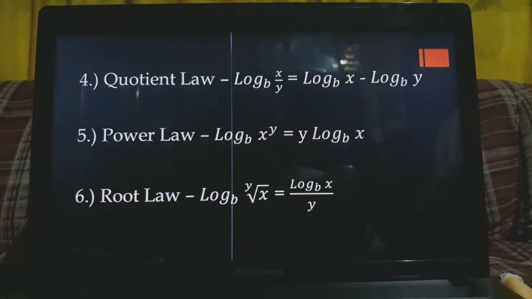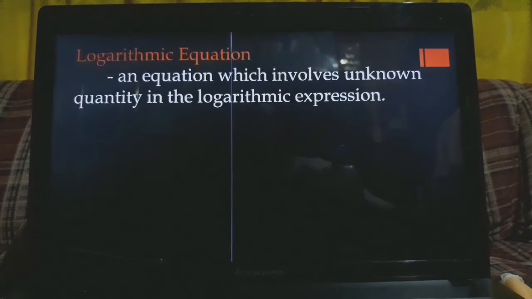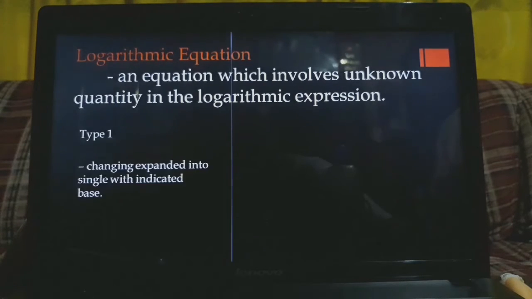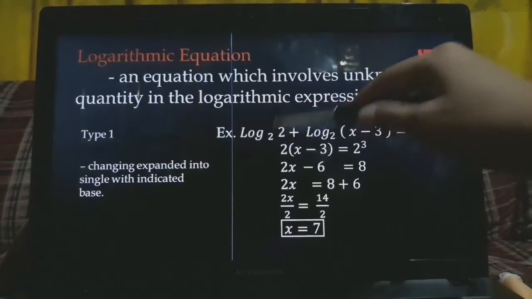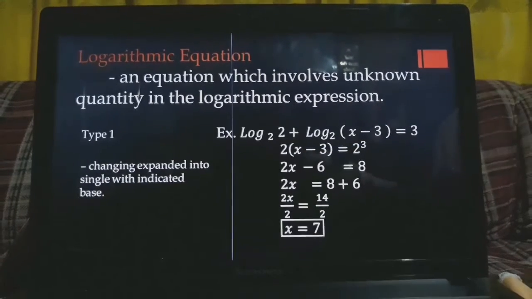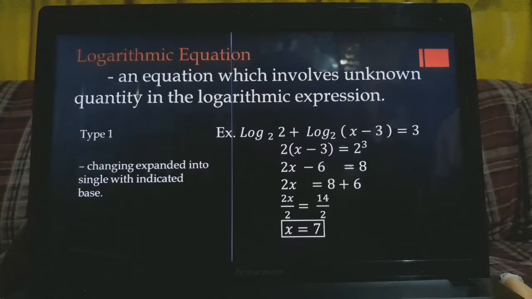So now let's move on to the logarithmic equation. Logarithmic equation is an equation which involves an unknown quantity in the logarithmic expression. Type 1. Changing expanded into single with indicated base. Example, logarithm of 2 to the base of 2 plus logarithm of x minus 3 to the base of 2 is equal to 3. So we will convert this into exponential form.